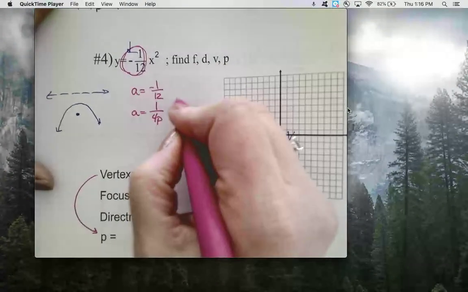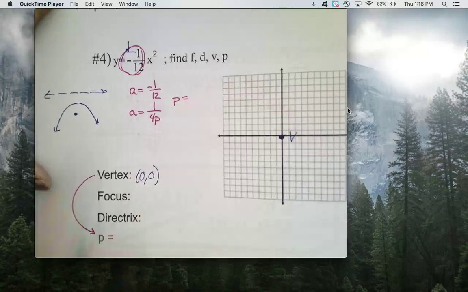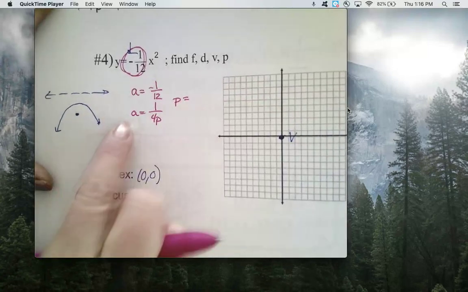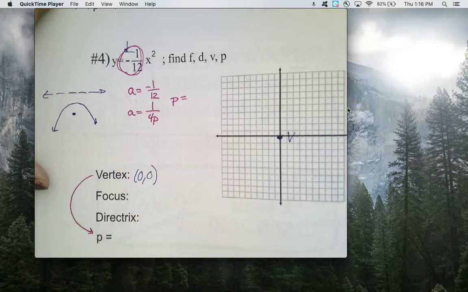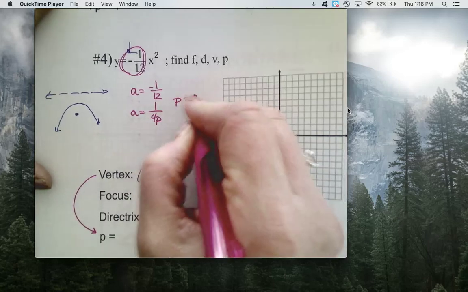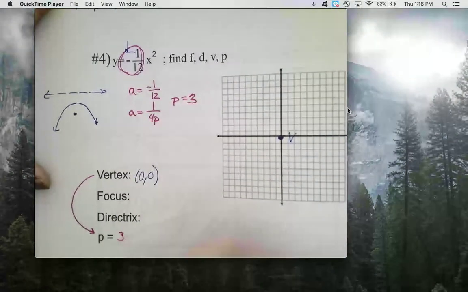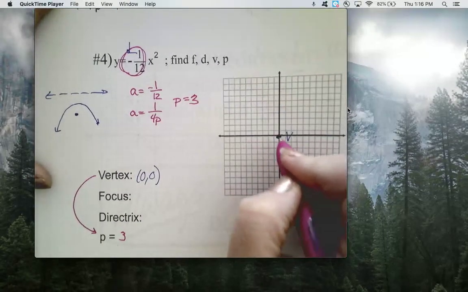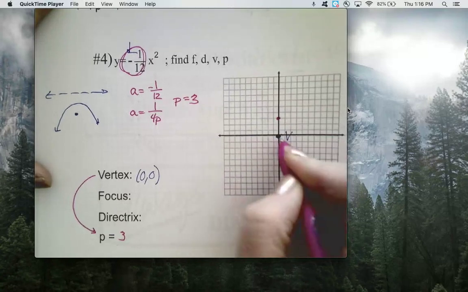So that means, Madison, what would your focal length be? If A is 1 over 12 and A is also 1 over 4p, p would be equal to what? Beautiful. Focal length would be 3. So I go vertex, I go up 3. 1, 2, 3. I go vertex down 3.